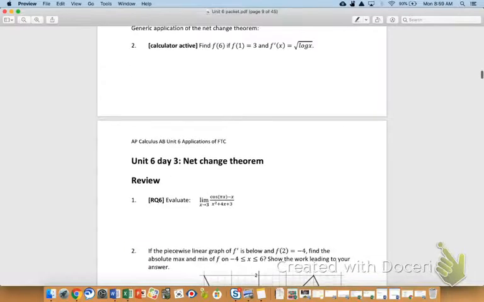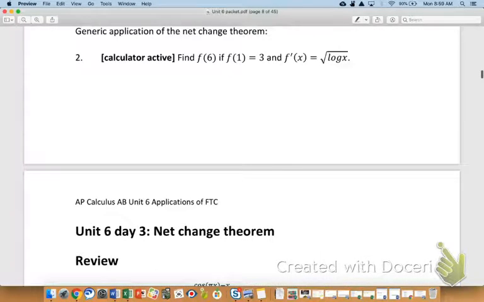So check this out. Notice that it asks you to find f of 6, but then in the end it gives you information about f prime. So if it gives you f prime but wants to know about f, what are you going to have to do? That's right. So check this out. I'll do the integral from 1 to 6 of f prime. Why would I pick the 1? Because that's what you're given. I know that one. Why would I pick the 6? Because that's what you're given. That's right. So this would just be f of 6.